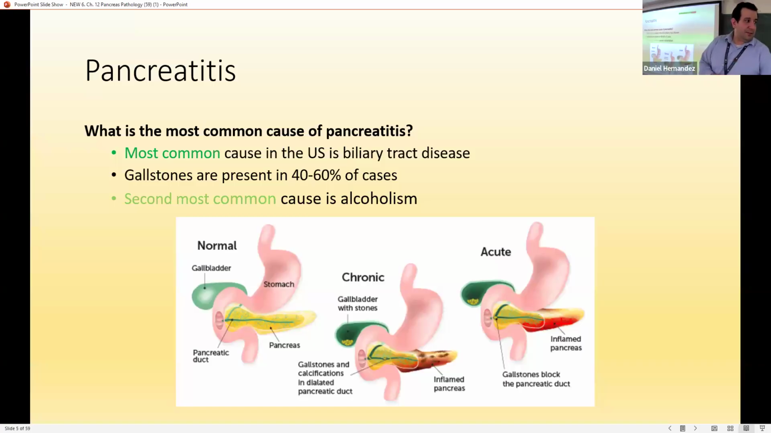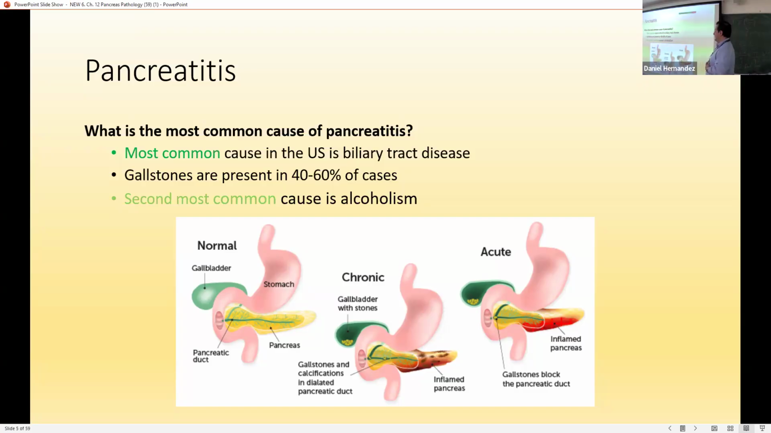So, causes of pancreatitis. The most common cause in the US is biliary tract disease. When a patient has acute pancreatitis, so again acute, we're thinking sudden onset, this is a patient who never had any real issues before. All of a sudden they're developing intense epigastric pain. Their blood levels all of a sudden spiked up.